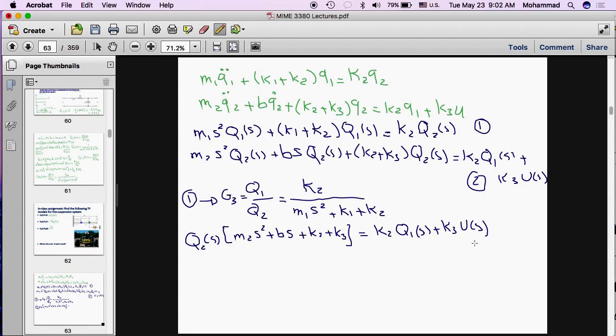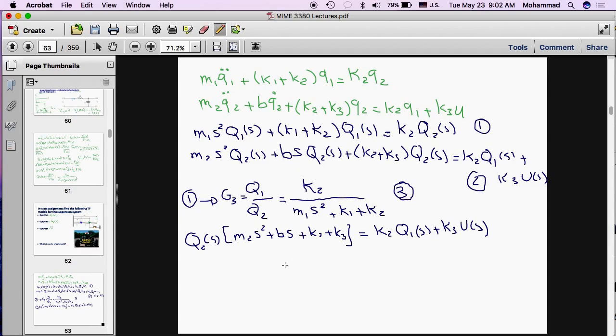If I want to get rid of Q1, how can I do it? Let's call this equation, by the way, equation number 3. The equation for G3, let's call it equation number 3. How can I take advantage of equation number 3 to get rid of Q1 in this last equation? According to equation number 3, what is Q1 equal to?